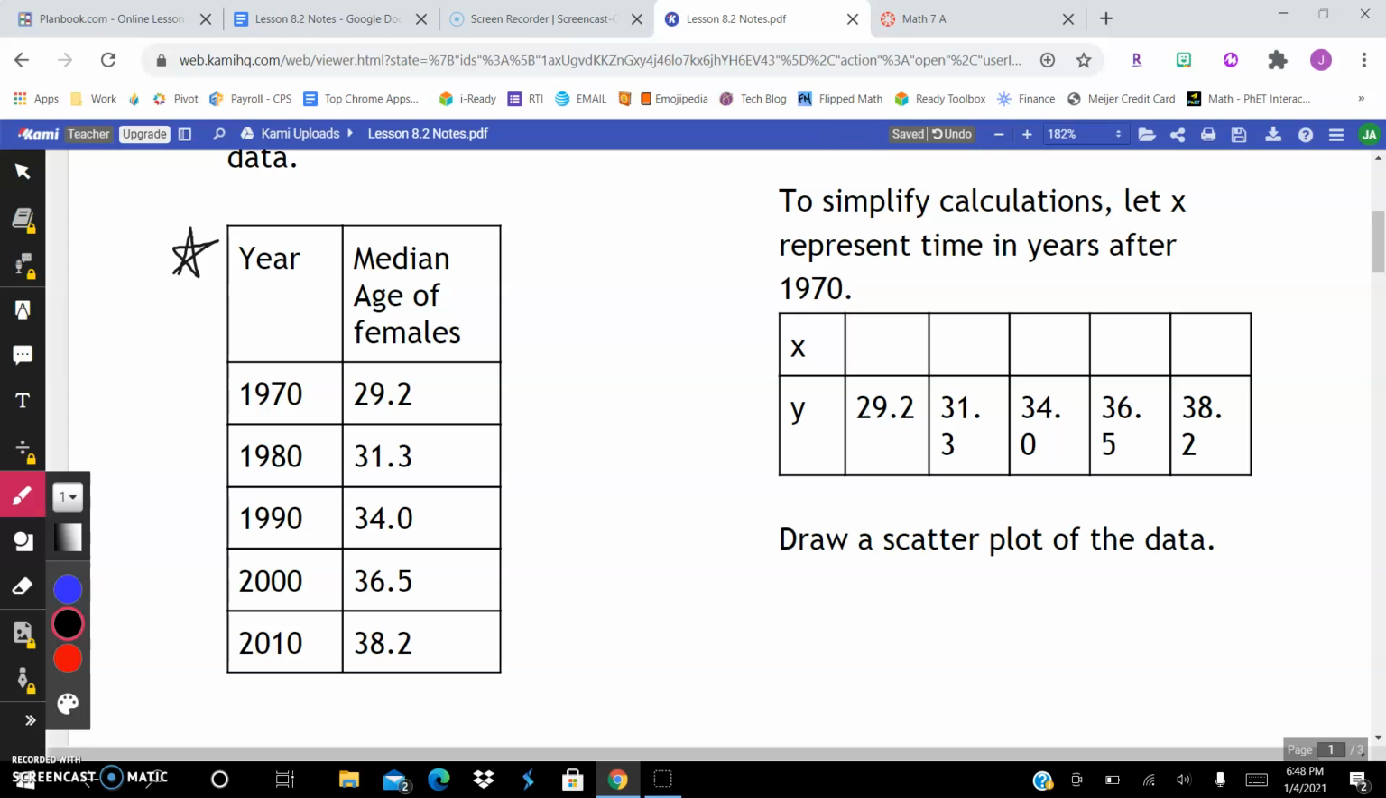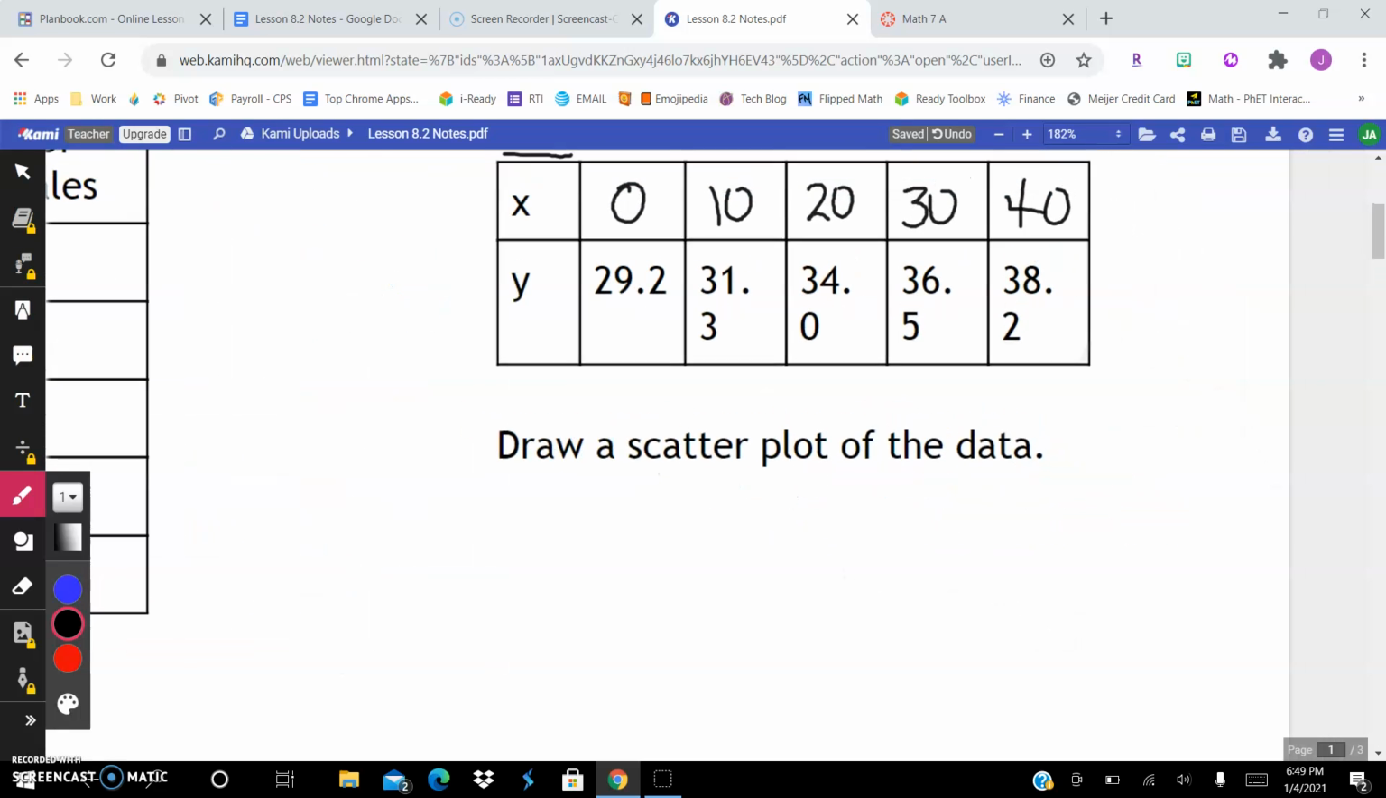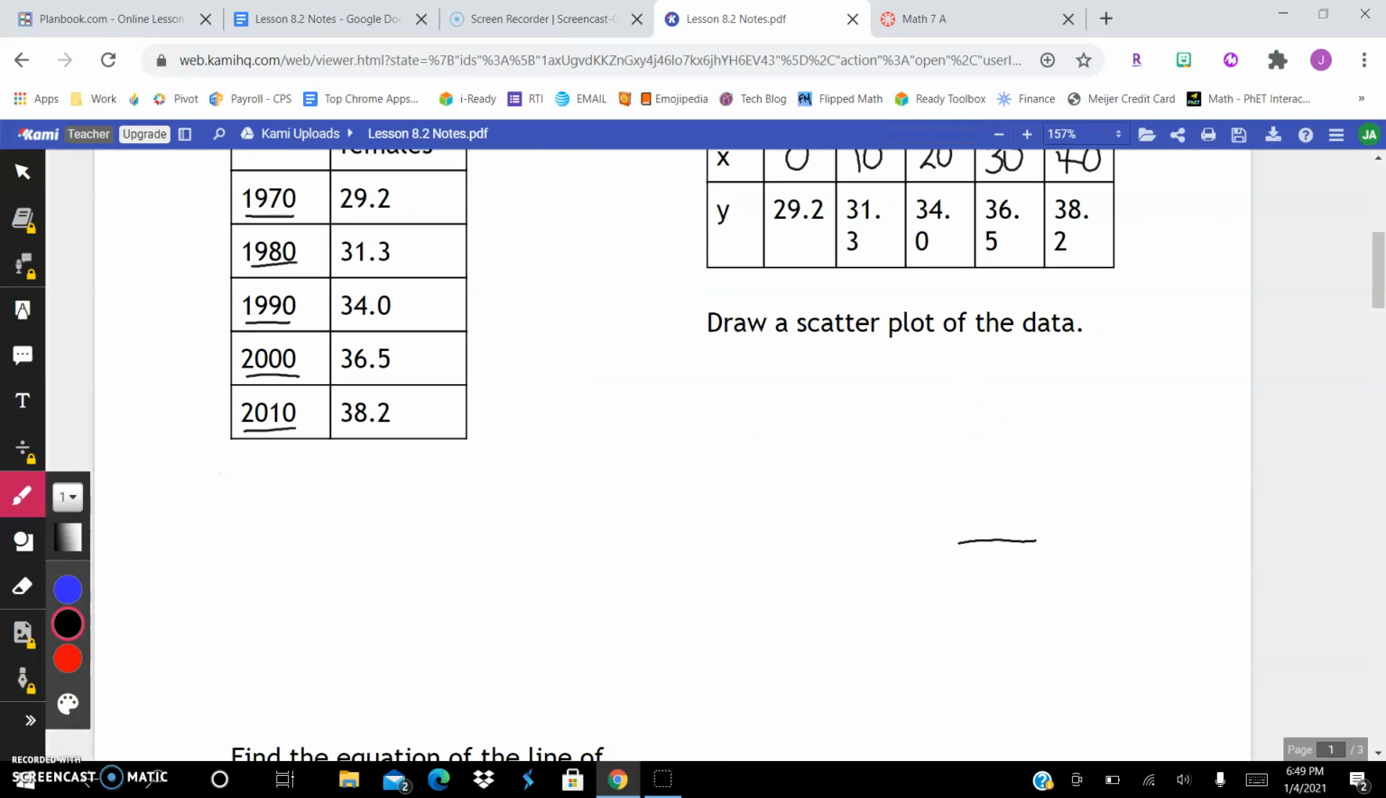And over here, we are going to simplify our calculations by letting X represent the time in years after 1970. So looking right here, our first year is 1970, so that is 0 years from 1970. 1980 would be 10 years. 1990 would be 20 years. 2000 is 30 years. And 2010 would be 40 years. And now we're going to use this information here to draw a scatter plot.